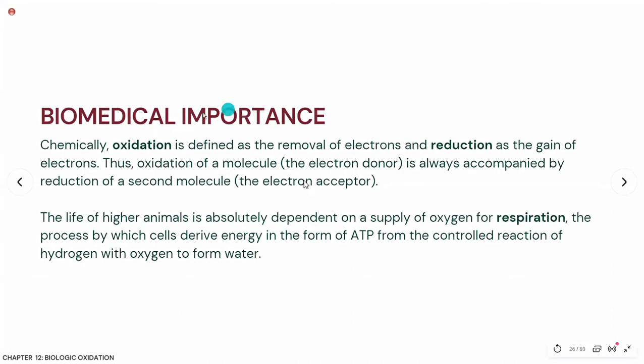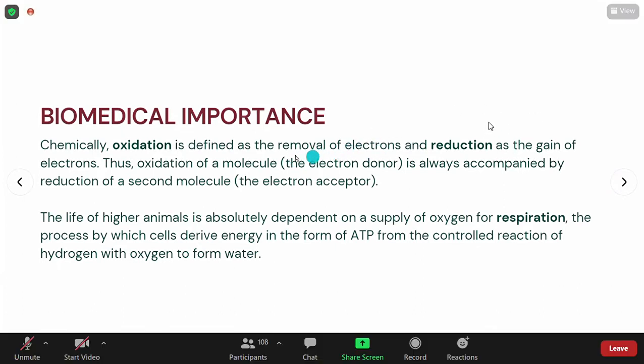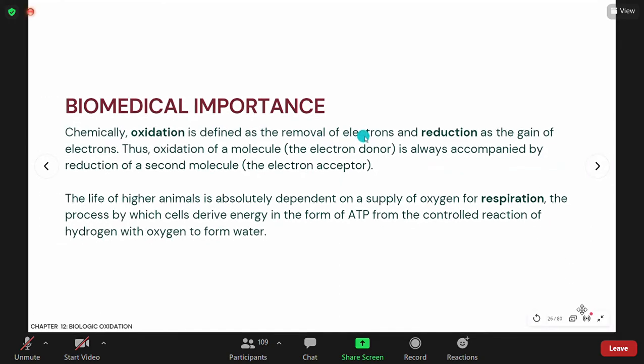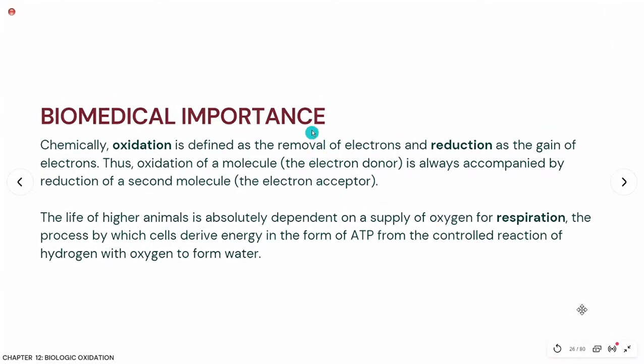It says here, chemically oxidation is removal of electrons or removal of hydrogen. Now, from a reduced substrate, you remove the hydrogen from that reduced substrate or reduced compound, then that compound becomes oxidized. And the opposite is reduction, the gain of electrons, or when it is hydrogenated. Okay?